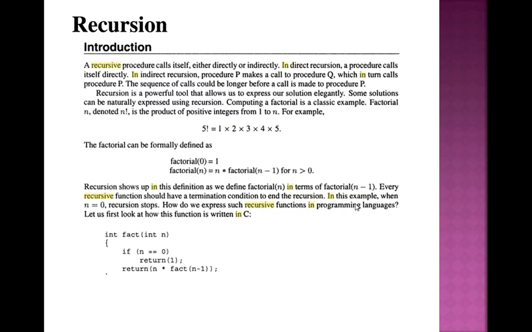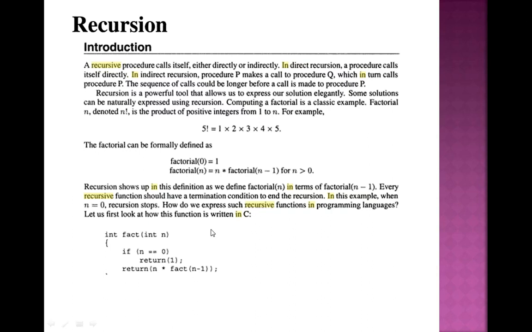In indirect recursion, procedure P makes a call to procedure Q, and Q in turn calls procedure P. Means P calls itself, but indirectly: P goes to Q, Q goes to P. But the main result is that P calls P. Here in indirect, there is a mediator, that is P goes to Q and Q goes to P. So there are two types of recursion. First of all, what is recursion? Simple. When a function calls or invokes itself, that is known as recursion. There are two types of recursion, one is direct, one is indirect.